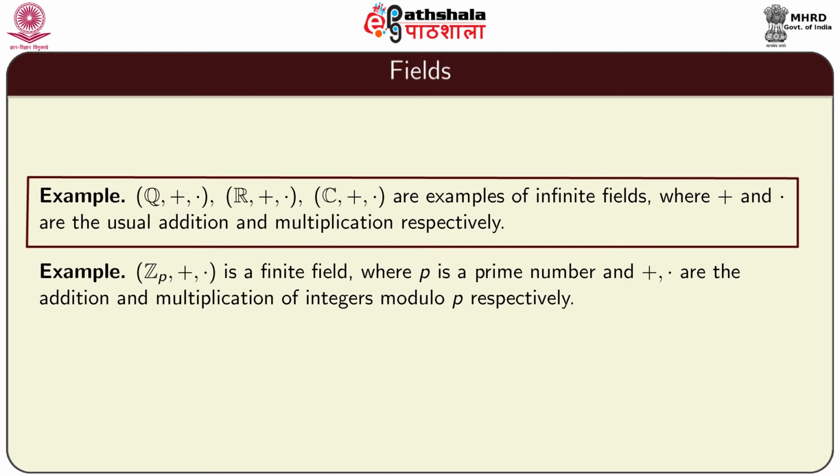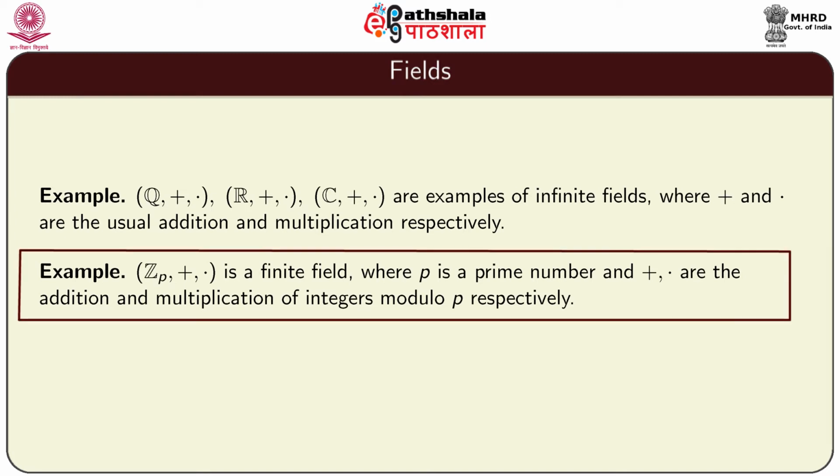This (Q, +, ·), (R, +, ·), (C, +, ·) are examples of infinite fields. That means these sets are infinite sets and you have the natural addition and natural multiplication. And another example which is somewhat different is (Z_p, +, ·). It is an example of a finite field where p is a prime number and plus and dot are the addition and multiplication of integers modulo p.